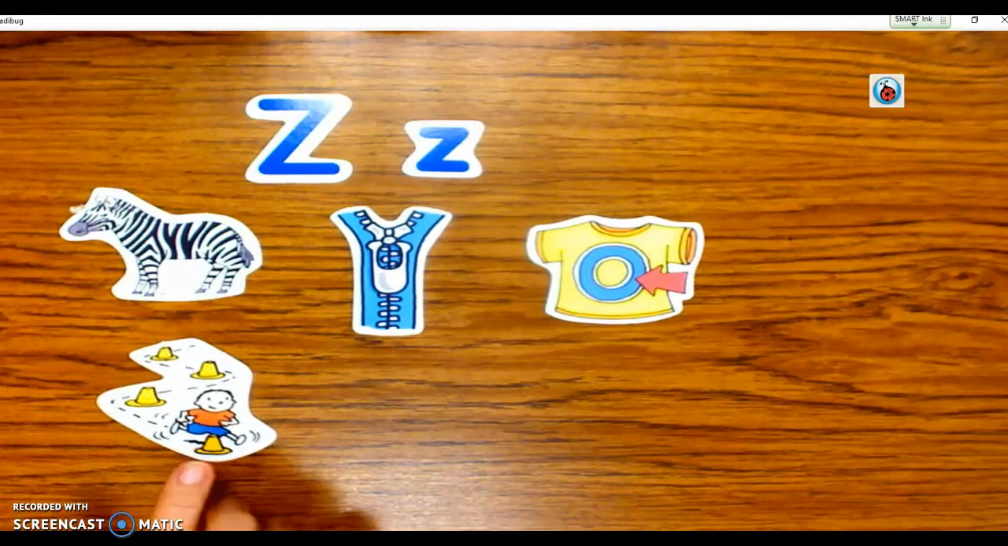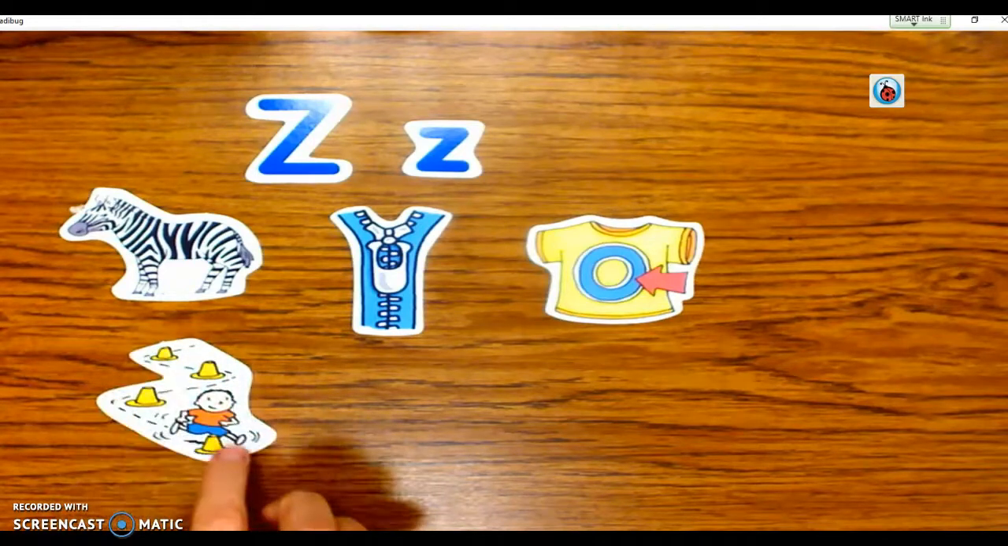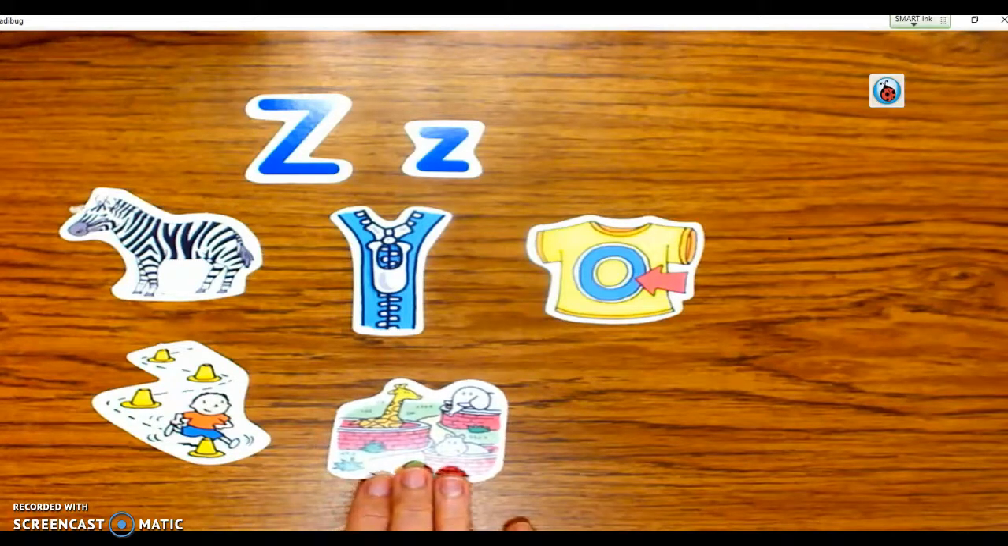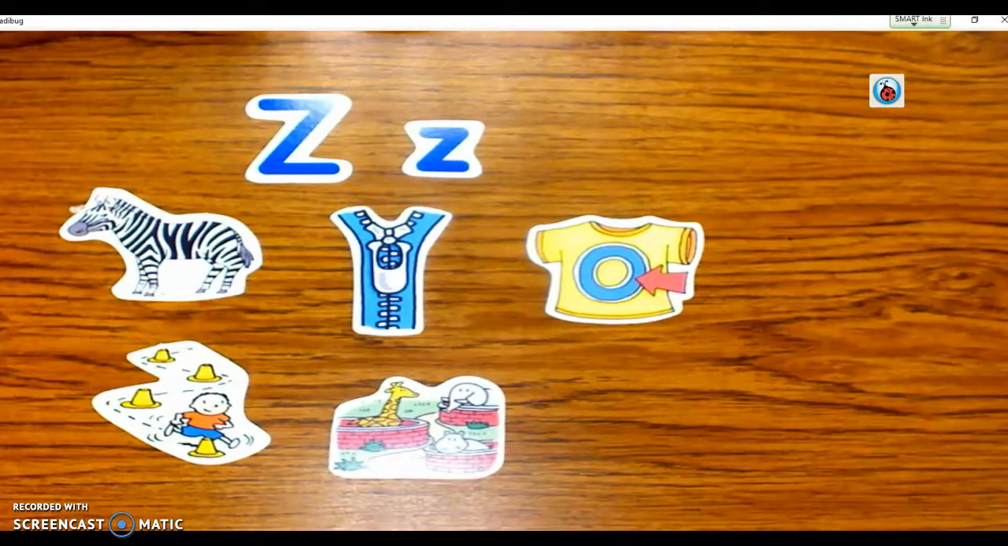All right, look at this little boy. What direction is he running? He is running in a zigzag pattern. Zigzag begins with the Z sound. Where would those animals be? At the zoo. Zoo begins with the letter Z.